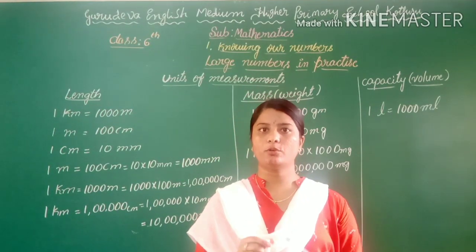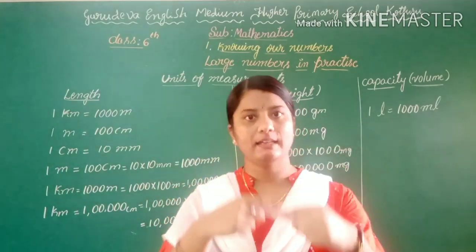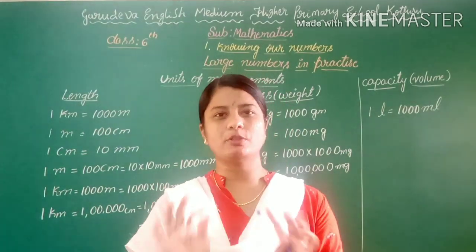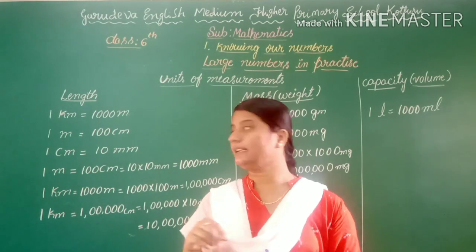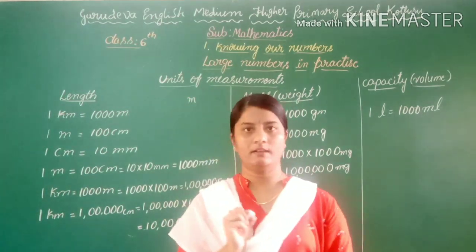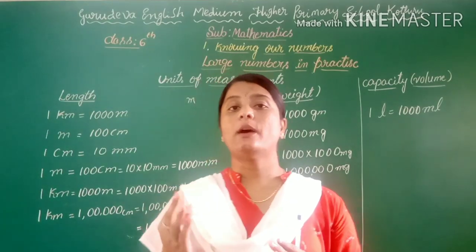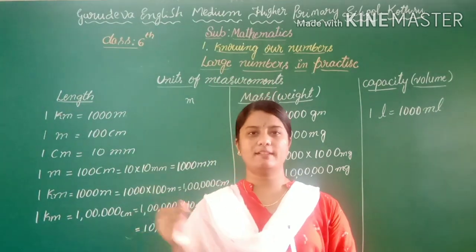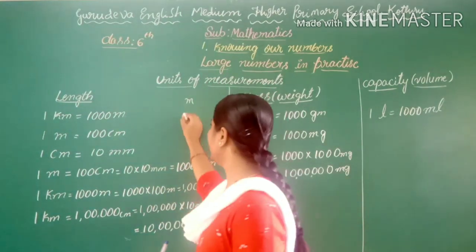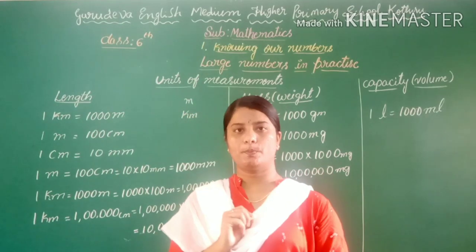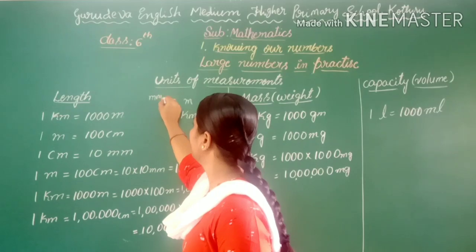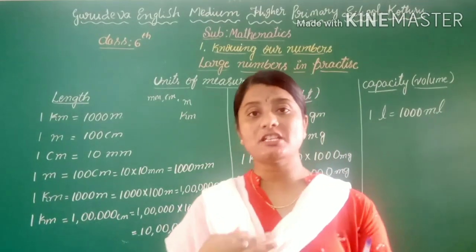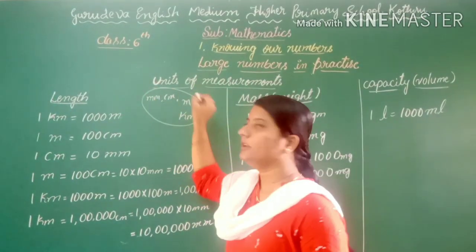For example, to measure the length of a classroom, centimeter and millimeter are too small, so we use another unit, meter. And to state the distance between two cities, the meter is also too small, so we use another unit, kilometer. Millimeter, centimeter, meter and kilometer. Then let's see the relationship between these four units.